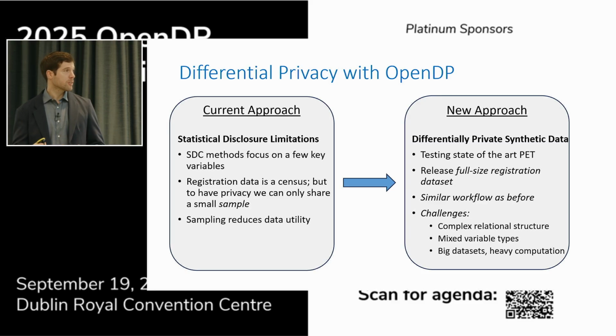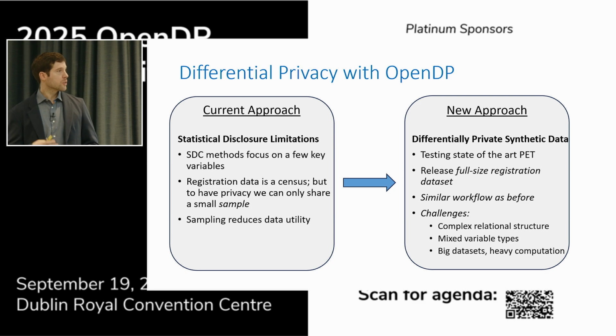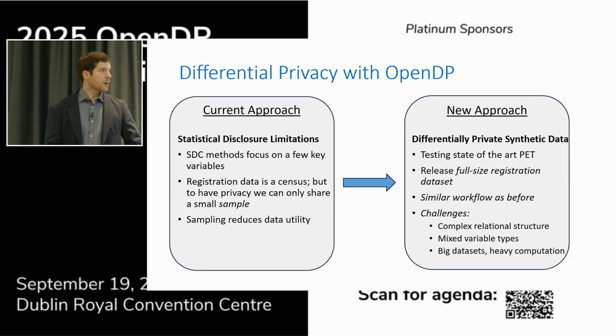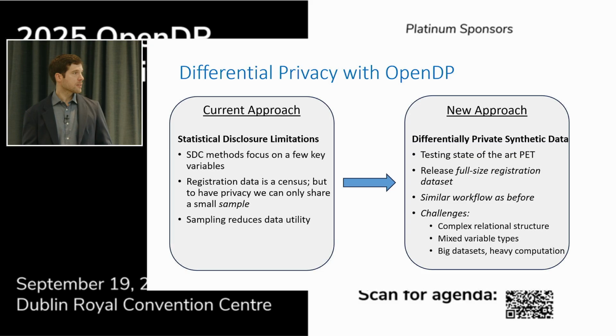We have a very big base of users with very different backgrounds, so it was important for us to provide a flexible solution. Of course, this came also with some challenges. The main ones were that the relational structure of the registration data is quite complex. There are like 10 tables linked to each other. We have mixed types of variables, and many variables were categoricals. And finally, the dataset can be big, with millions of individuals. So the computation could be heavy.